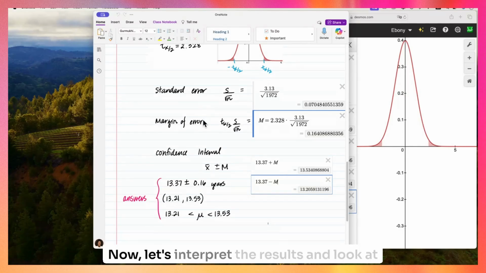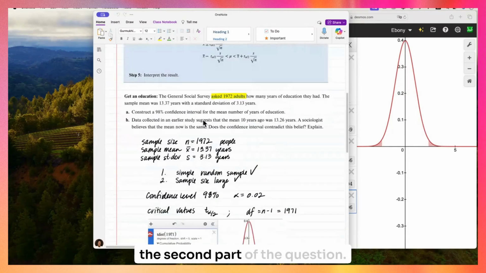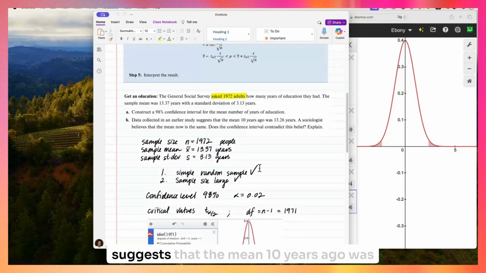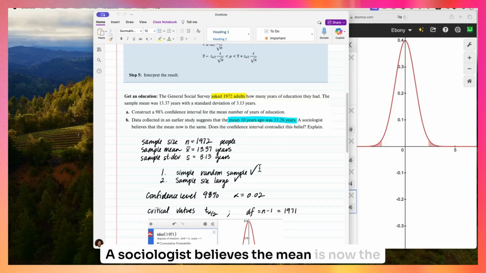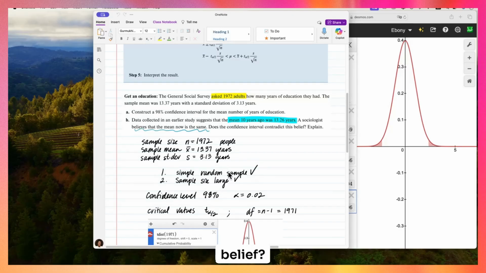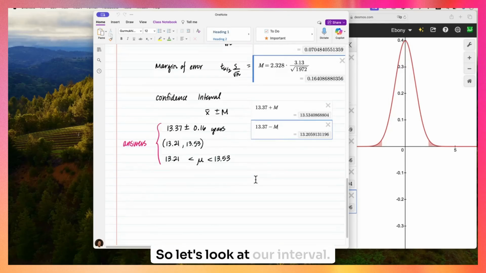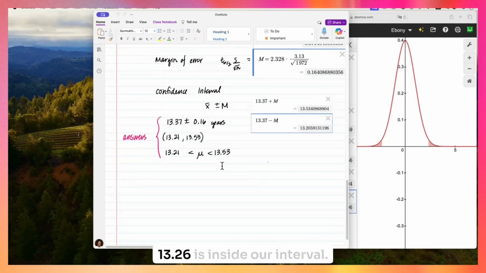Now, let's interpret the results and look at the second part of the question. It says data collected in an earlier study suggests that the mean 10 years ago was 13.26 years of education. A sociologist believes the mean is now the same. Does the confidence interval contradict this belief? Explain. So let's look at our interval. 13.26 is inside our interval.